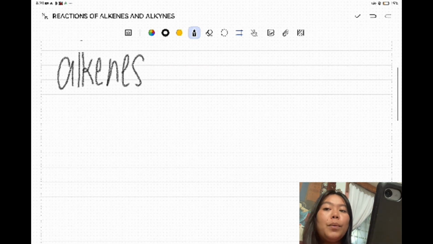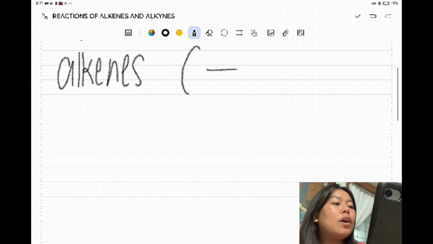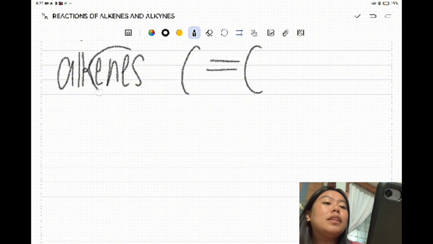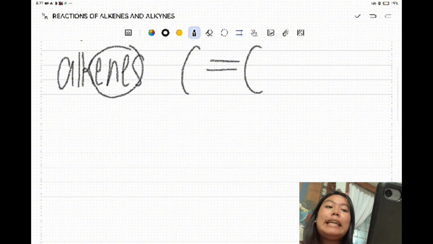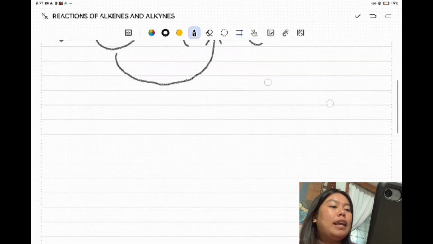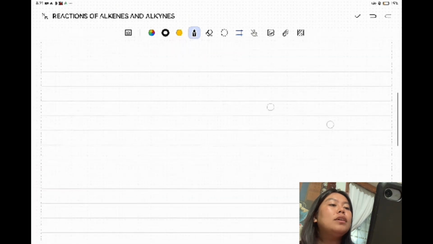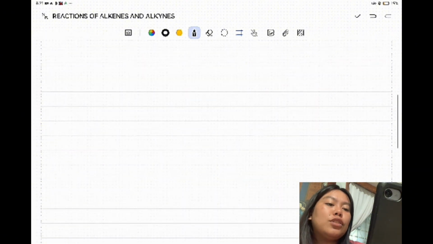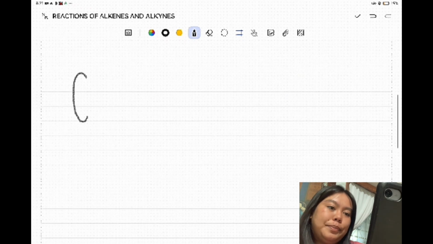We all know that alkenes are unsaturated hydrocarbons with at least one carbon to carbon double bond. From the name itself, alkene, E-N-E, the double bond is always there. It doesn't change. So how do alkenes react with the addition of hydrogen? Here is the generic structure.